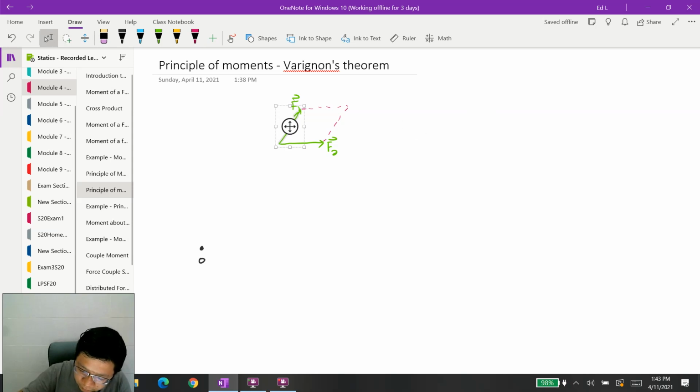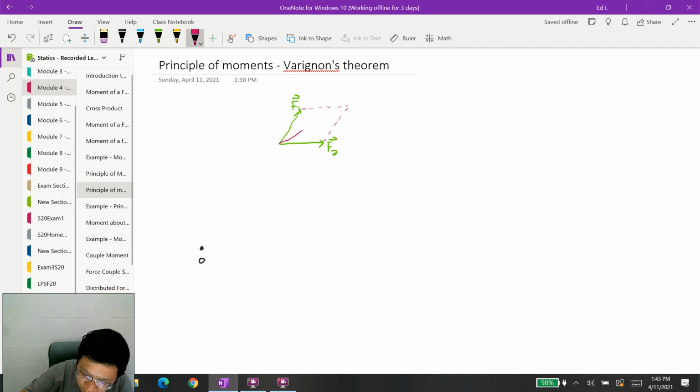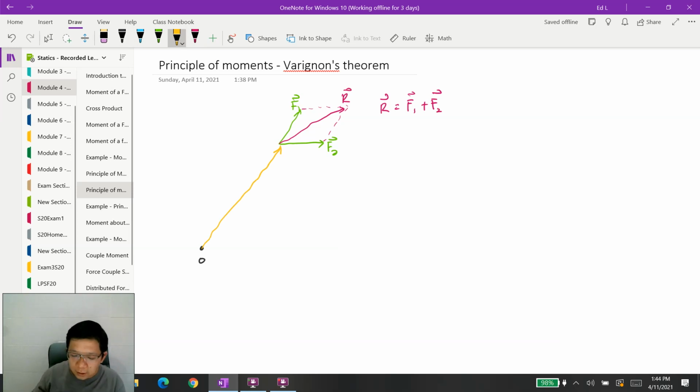With that, we are able to sketch the resultant force R, in which R is F1 plus F2. In addition to that, we also can define a position vector from point O to, let's say, that point right there, point B. So r_OB is that position vector.